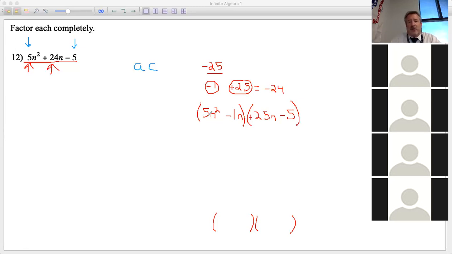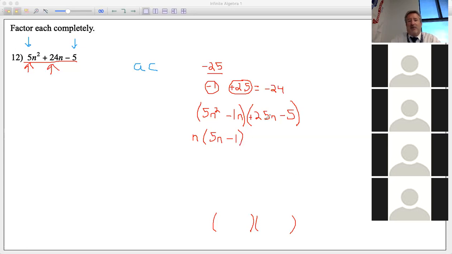So I look at this first set of parentheses. What goes into 5n squared and 1n? The only common term they have is an n. So I write an n, and I put a set of parentheses, and I factor this one by n. In other words, I'm going to divide out the letter n. What times n is 5n squared? 5n. N times 5n is 5n squared. What times n is negative 1n? Negative 1. All I did was factor out an n.